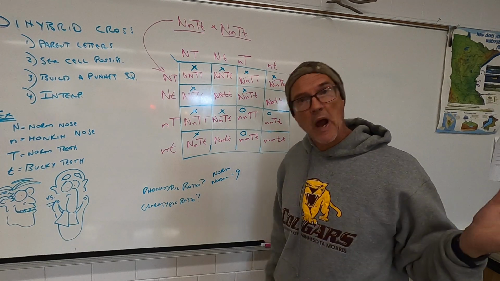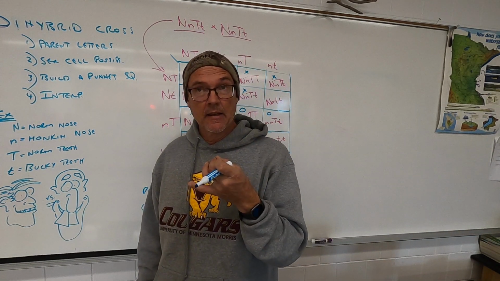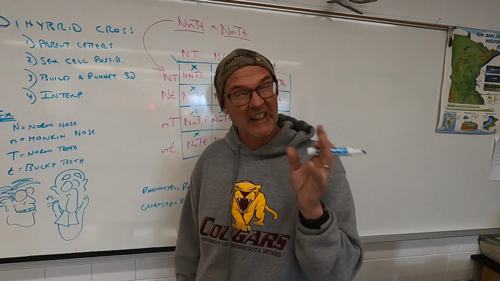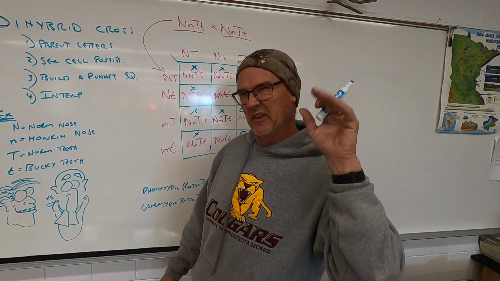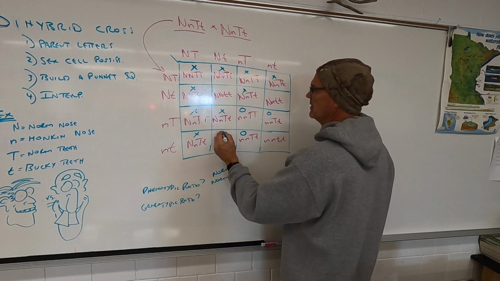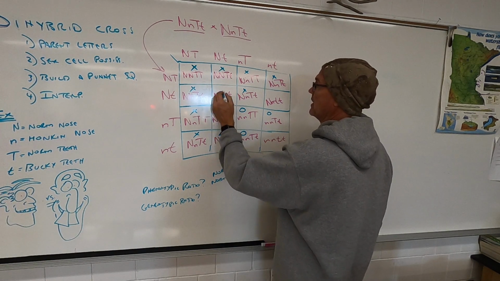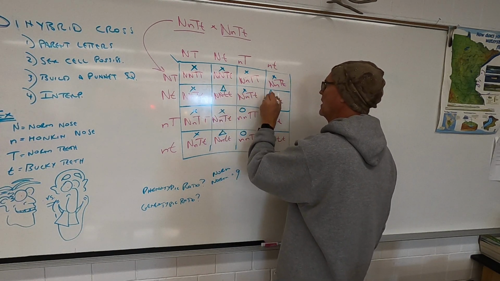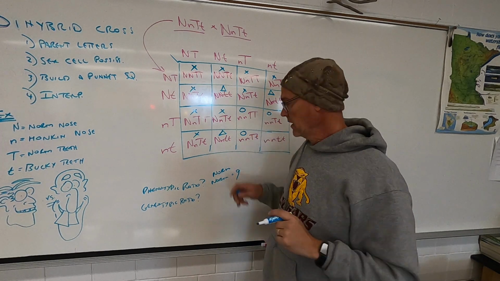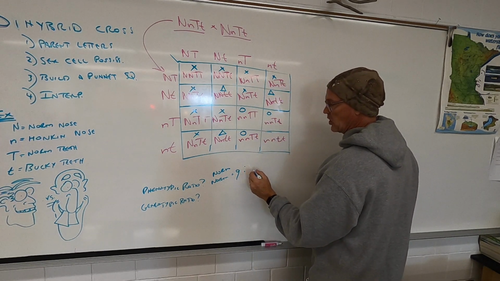So then let's see, I can use a triangle for how many are going to be bucky teeth but have a normal nose? That would be two little T's. So how many have two little T's but at least one capital N? I'll use a little triangle. Okay, you're a bucky, you're a bucky, you're a bucky. So there's three.